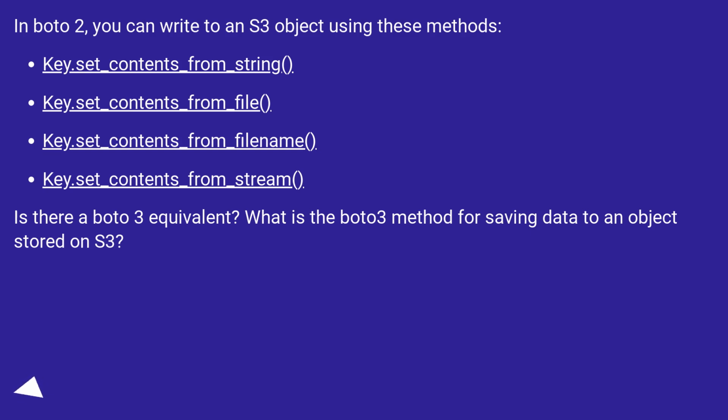Key.set_contents_from_string, key.set_contents_from_file, key.set_contents_from_filename, key.set_contents_from_stream. Is there a boto3 equivalent?